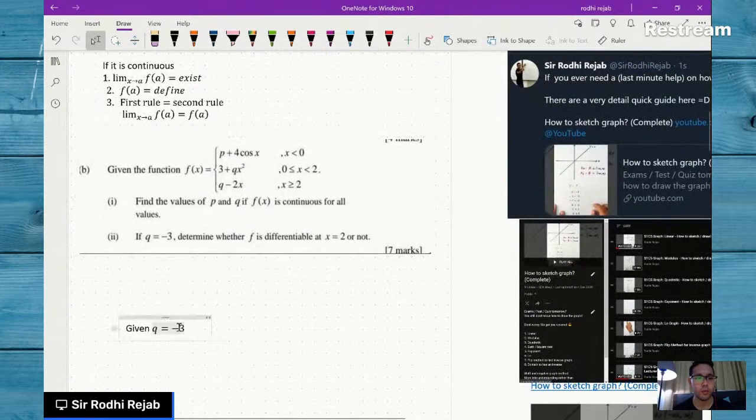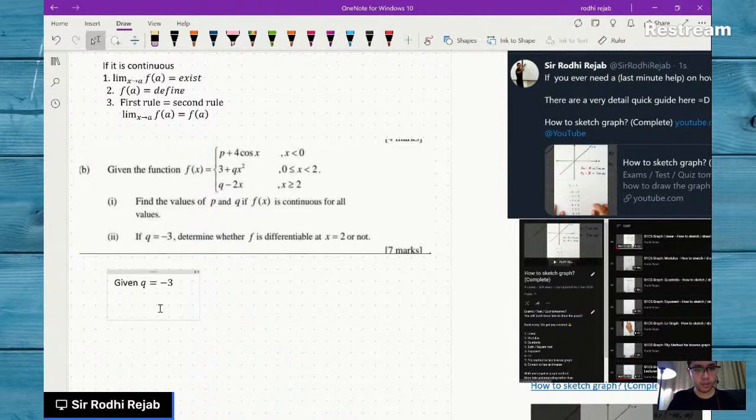Okay, do take note. I'm going to apply the rules. Then by the first rule, first we check the limit. The limit is this. So limit.